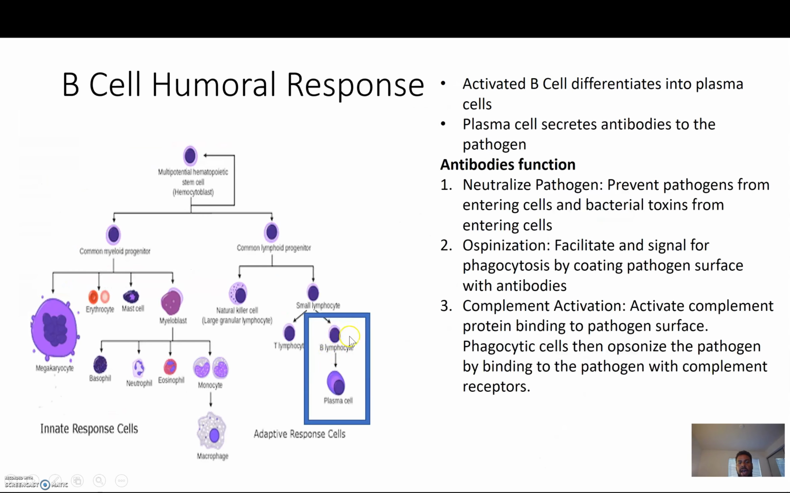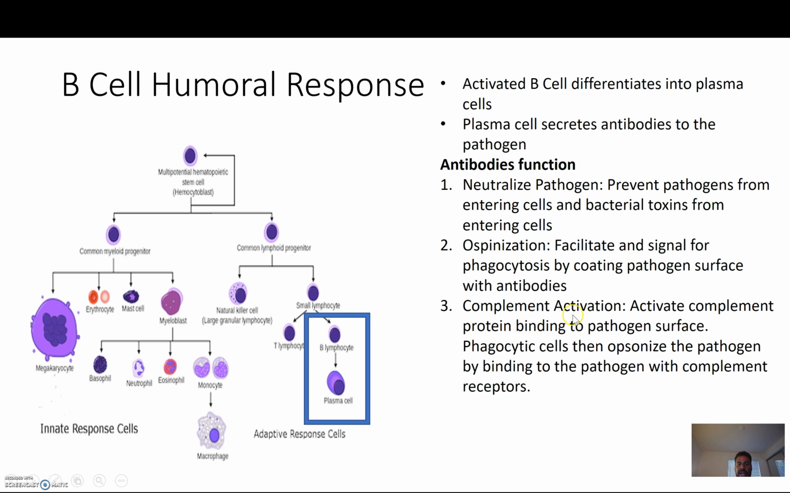So when B cells have an antigen, they develop into a plasma cell that then secretes antibodies for that antigen, and those antibodies then go and bind to the pathogen with that antigen. Now, those antibodies have three main functions. They neutralize the pathogen and prevent it from migrating into and out of cells. They opsonize the pathogen, which means they facilitate phagocytosis by coating the surface with the antibodies that phagocytic white blood cells are able to recognize, and then they eat it all up.